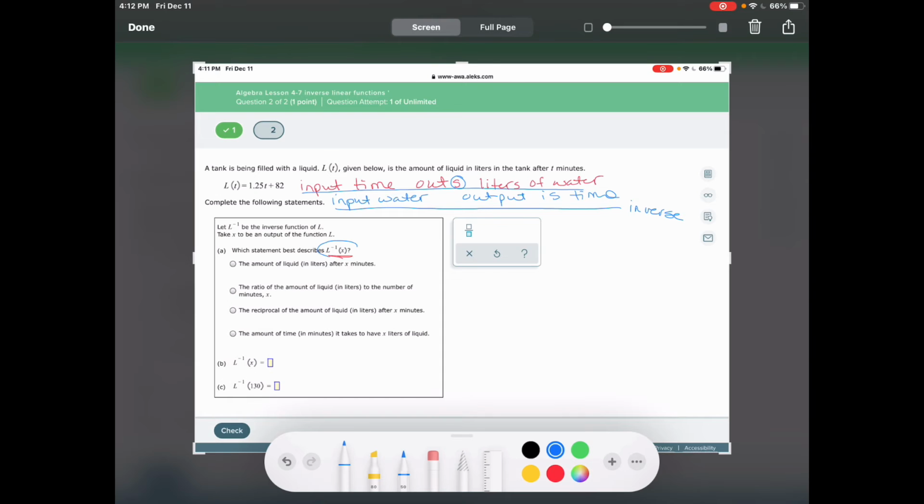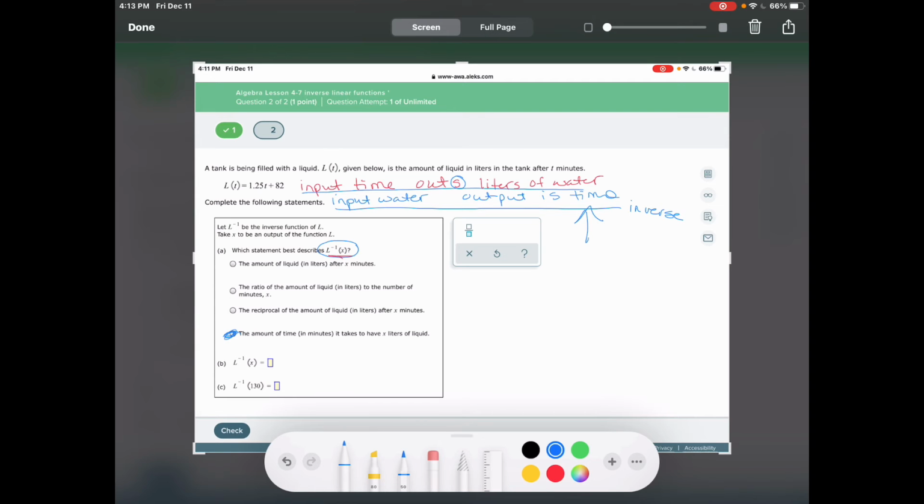So what is the y of our new equation? The y of our new equation is time. The amount of liquid, no. The ratio, no. The reciprocal amount of liquid after X minutes, no, that sounds weird. How about time? So we're going to mark this when we get over there. Okay, and so I want to know what the inverse function of L is. So let's take care of that.